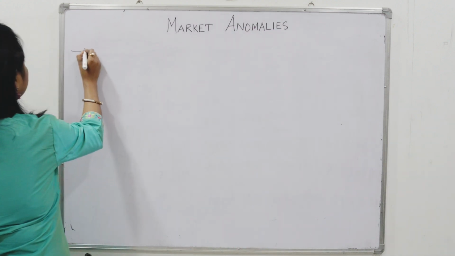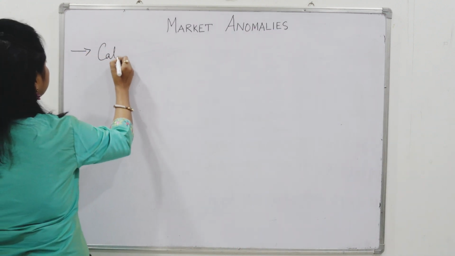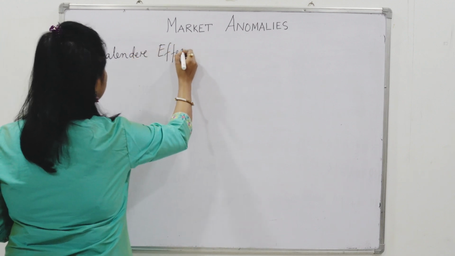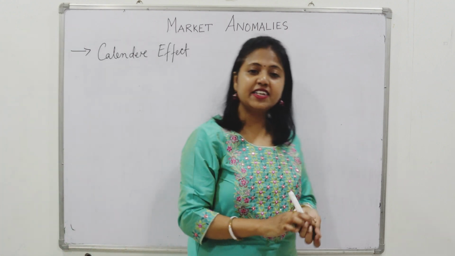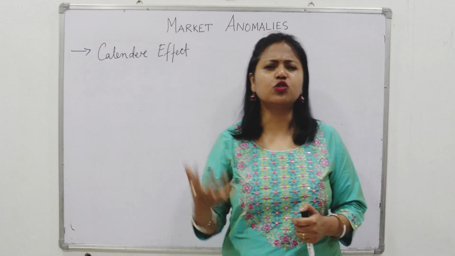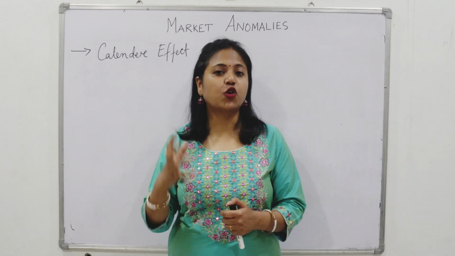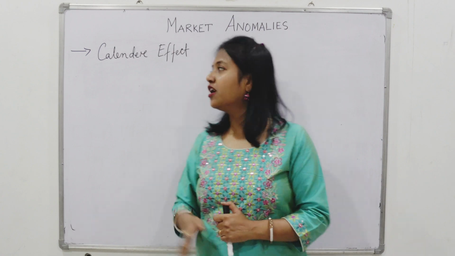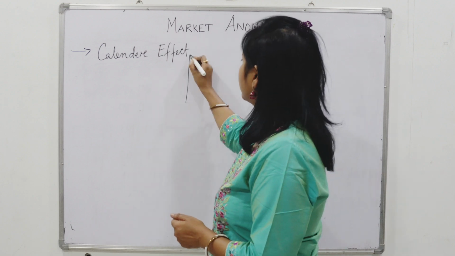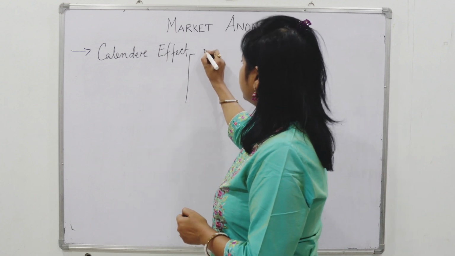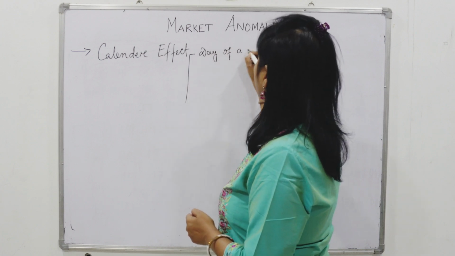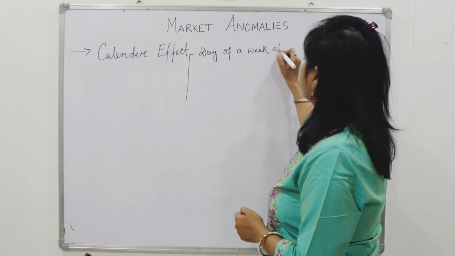The first anomaly that we will discuss is the calendar effect. Let me explain this in a very informal manner. What we are discussing is from a behavioral dimension. When we are talking about the calendar effect, we are talking mostly about the investor's behavior. So in a calendar, we are first talking about the day of a week effect.